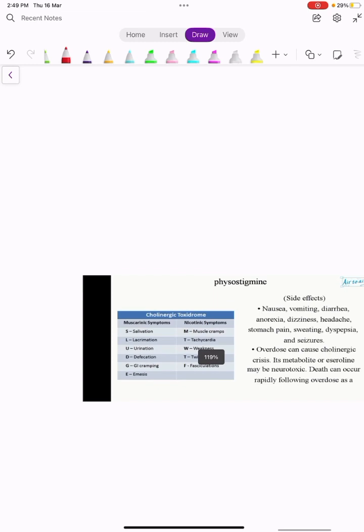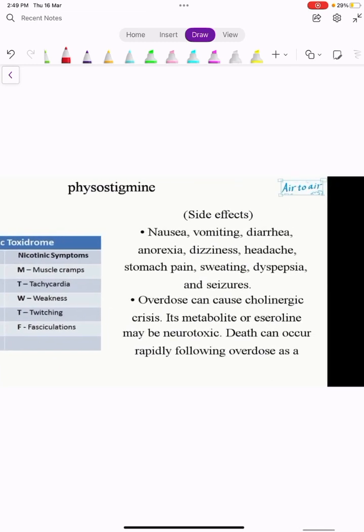Next, the side effects of physostigmine. It includes nausea, vomiting, diarrhea, dizziness, headache, stomach pain, sweating, and dyspepsia. Overdose of this drug can cause cholinergic crisis. It may be neurotoxic and can occur rapidly following overdose. As a result, we should take this drug in limited doses.